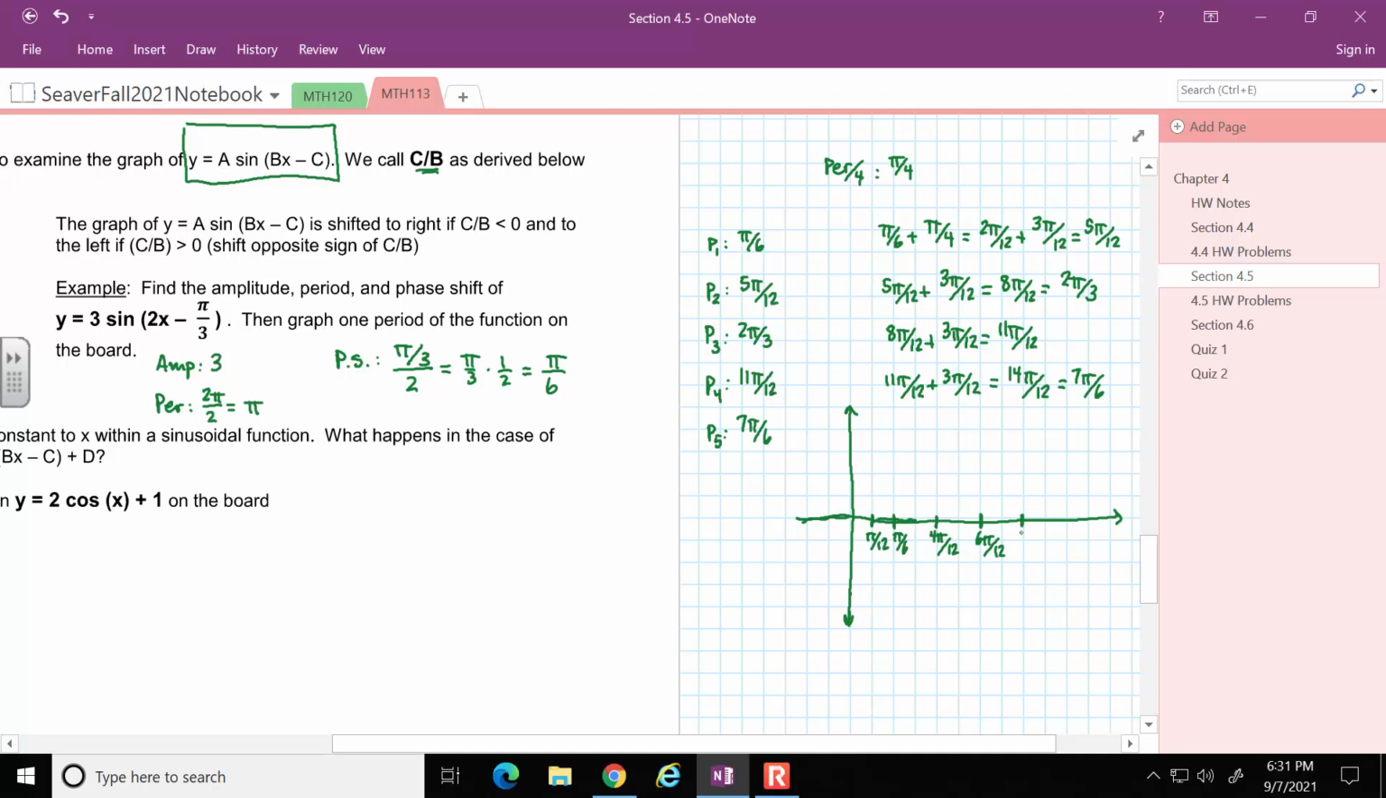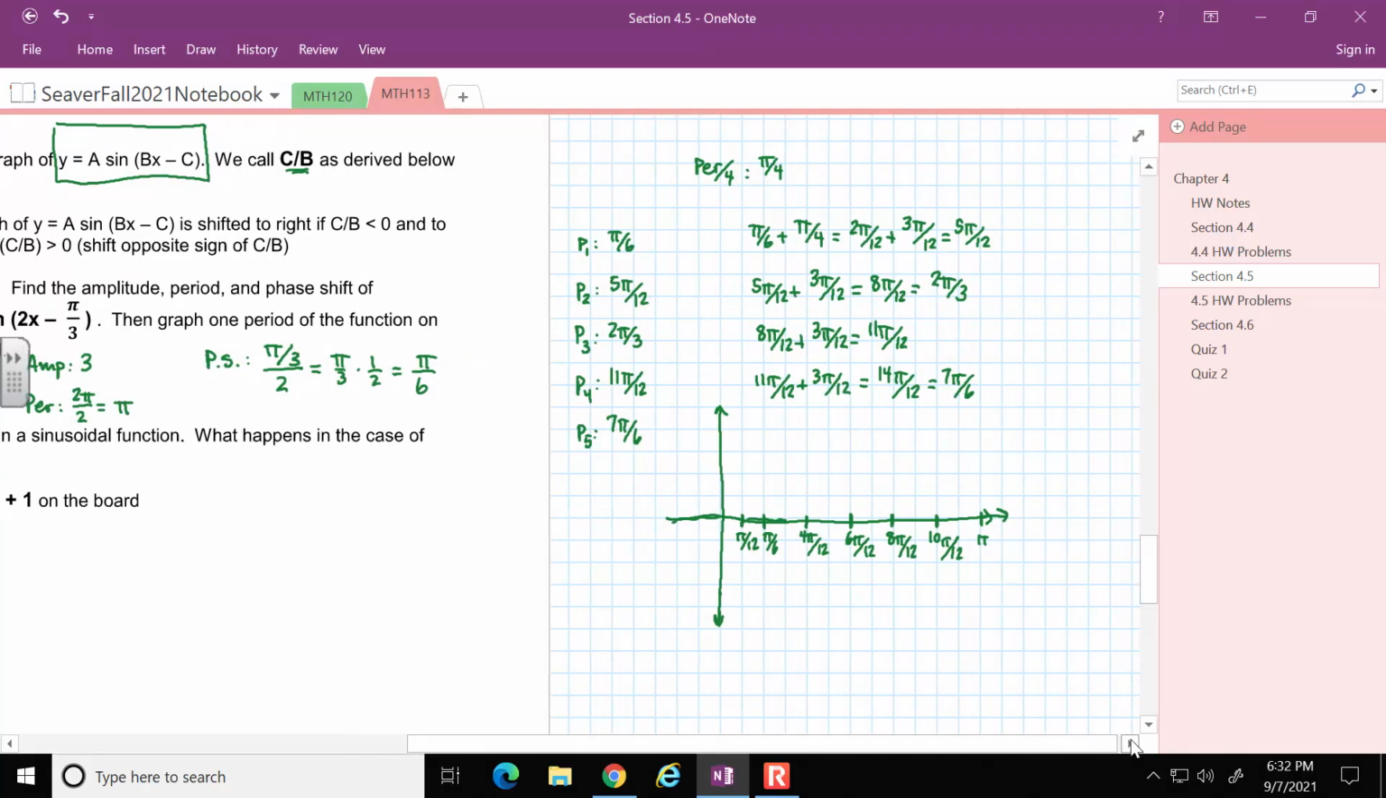7, 8 pi over 12. 9, 10 pi over 12. I'm just basically coming in and labeling everything right now. 12 pi over 12, which is pi. And then finally, we keep going with this. So let's see, 11, 12, 13 pi, 14 pi over 12.